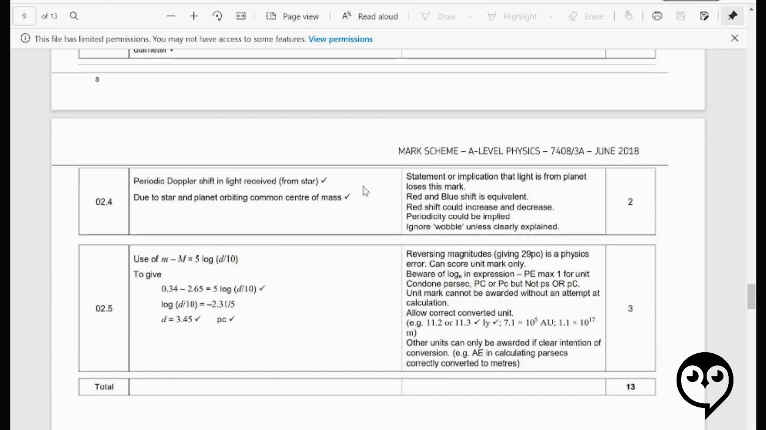Right, how do we detect exoplanets? It's the Doppler shift in the light from the star, and this is due to the star and planet orbiting around a center of mass. So you'll see the star's not just sitting there, but you'll see an alternating red and blue shift. You could figure out the period from there, and from that you could calculate the mass of the planet, couldn't you? Okay, and then the last bit is just use of that formula, and as we say, you just plug it in, rearrange, and you get 3.45 parsecs.